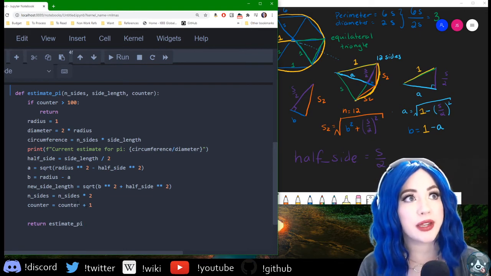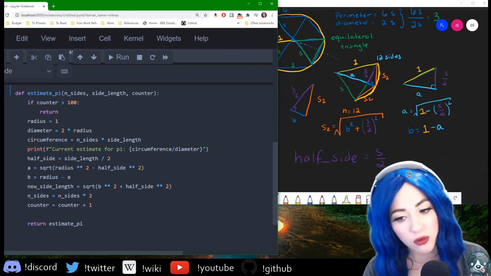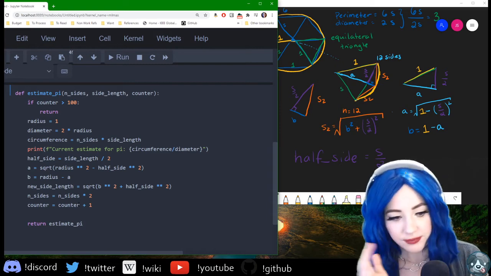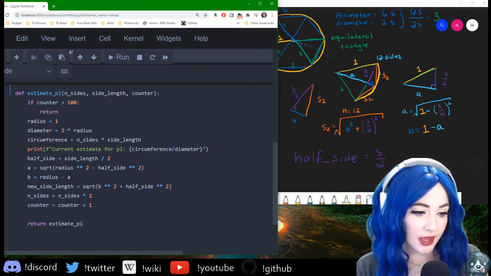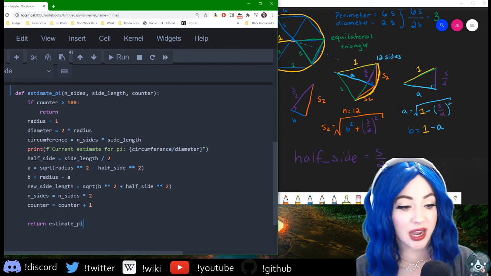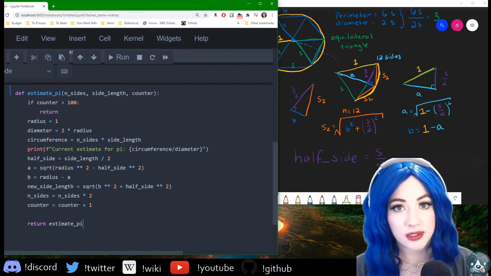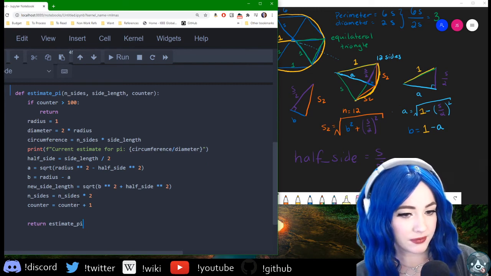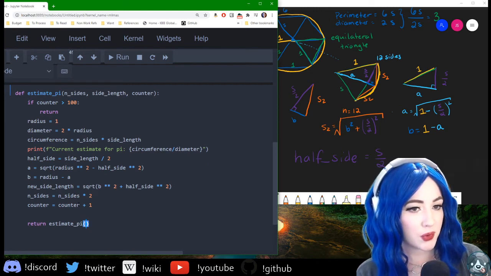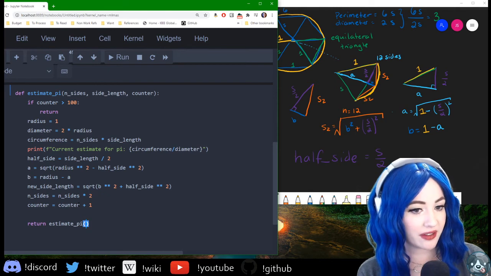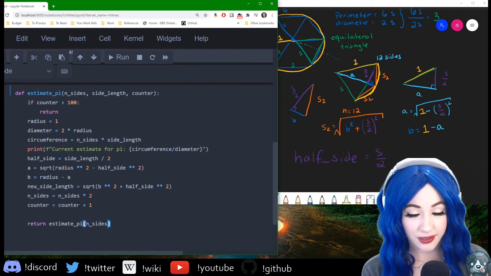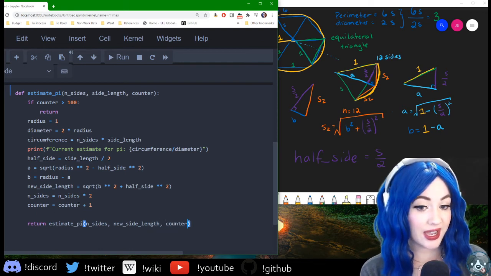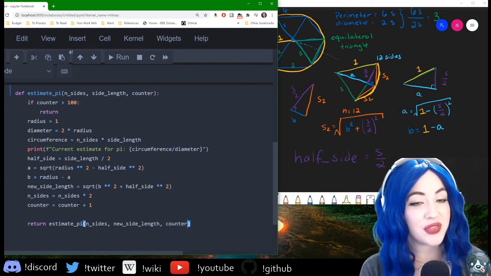And I'd have to write a loop that would say, okay, now I'm going to go through and I'm going to feed it this many sides, this many side lengths, etc. So here, yes, Big Jug Sophie, you got it. It's not going to be able to be stopped. And so, we're going to estimate pi. We're going to feed it our new number of sides and our new side length and our counter. And this is the recursion.